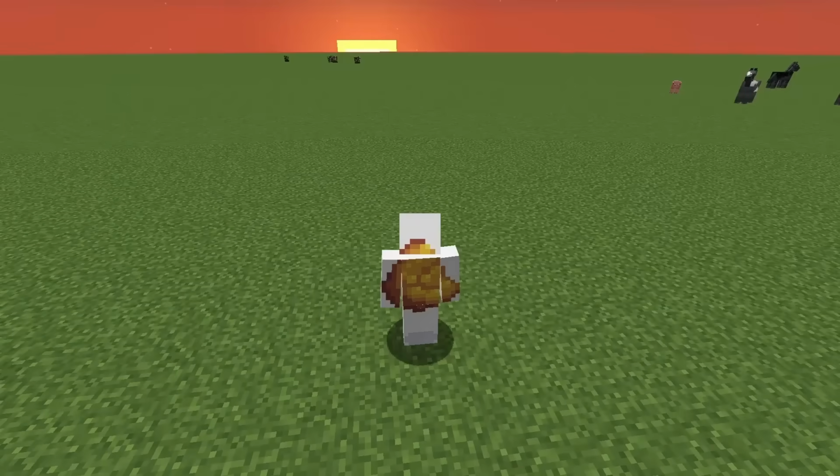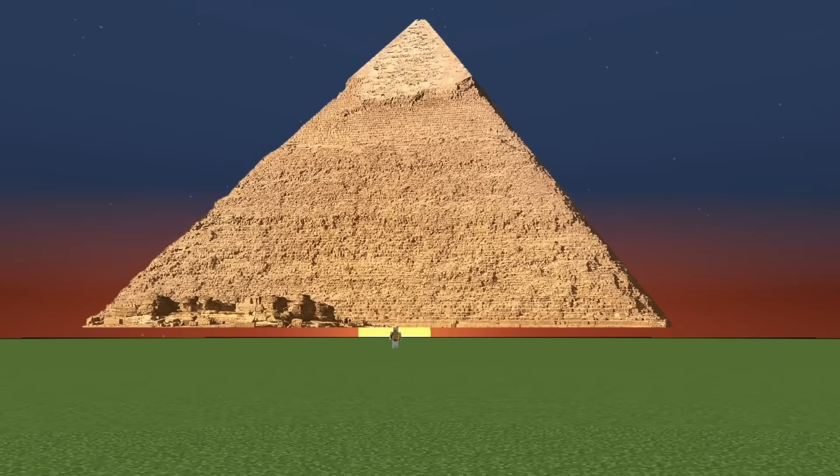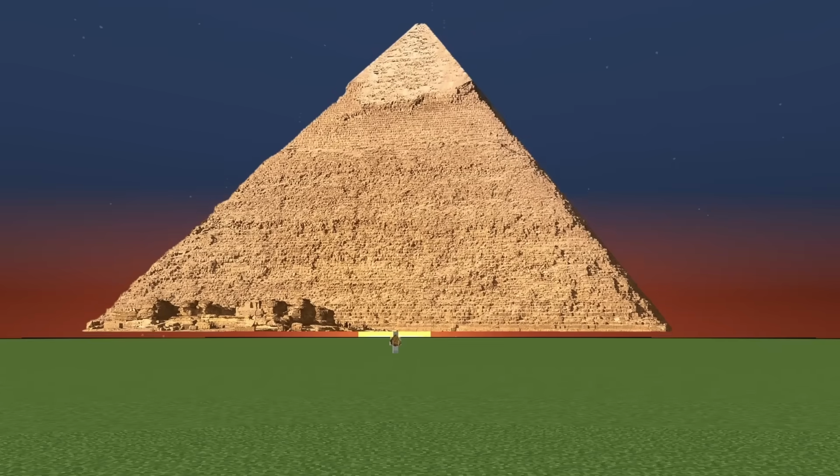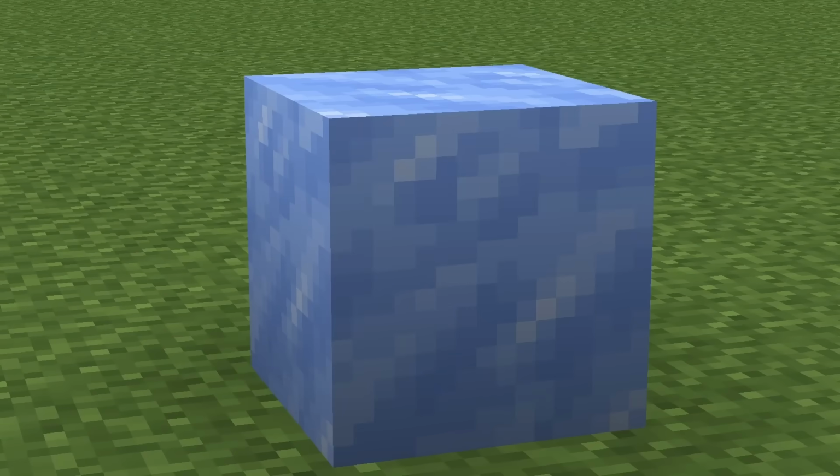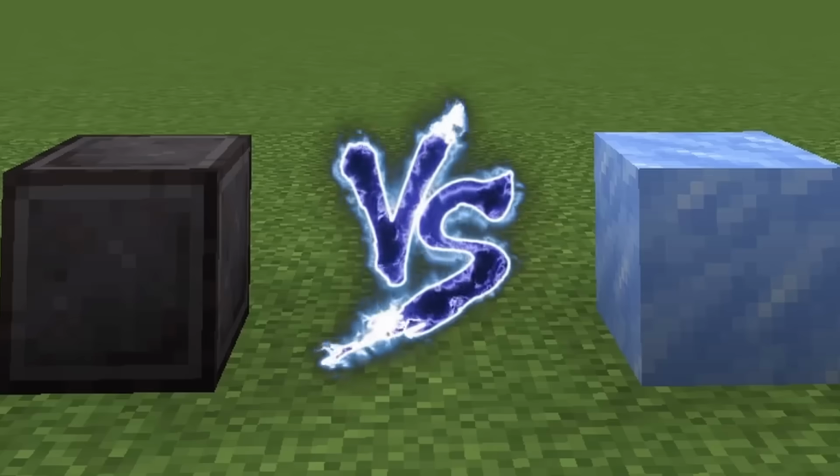You saw the thumbnail. Everyone is wrong. First of all, they don't take into account the amount of force required to jump with this weight, which turns out to be way more than I expected. And second of all, netherite isn't even the heaviest block in the game. Blue ice might actually be the winner, so first, let's compare the two.